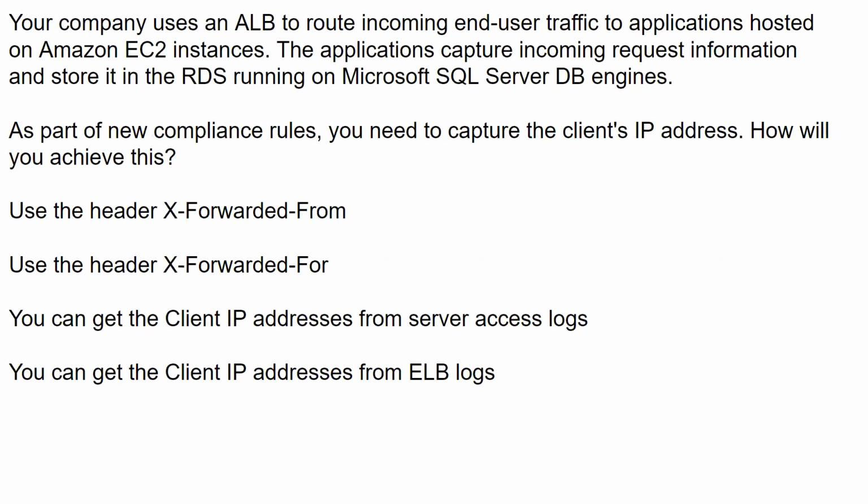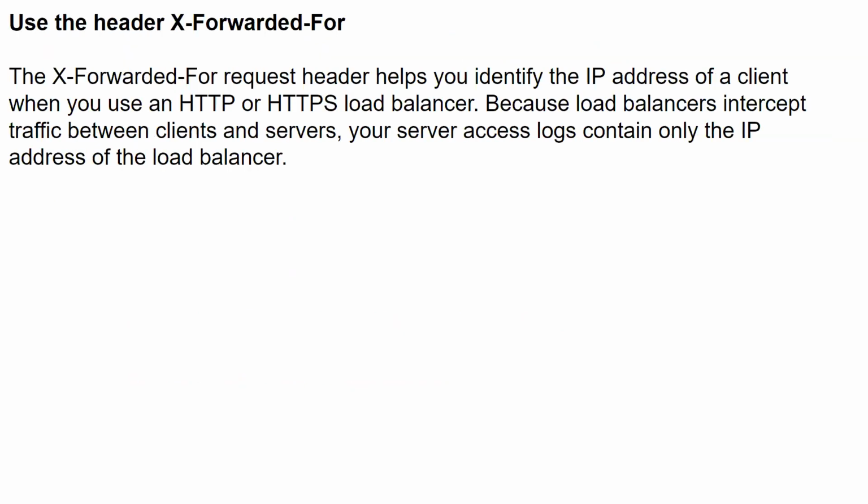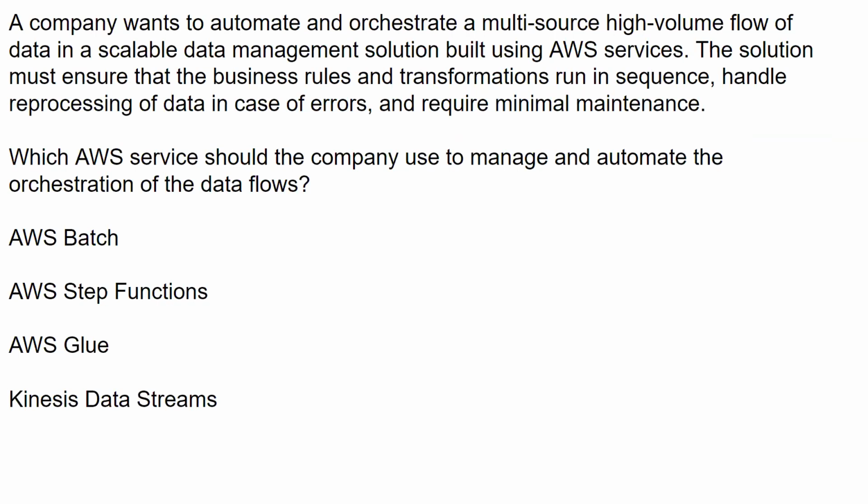Use the header X-Forwarded-From, use the header X-Forwarded-For. You can get the IP address from server access logs. You can get the IP addresses from ELB logs. Use the header X-Forwarded-For. All right, next one, last one. Let's see, this is the last one.